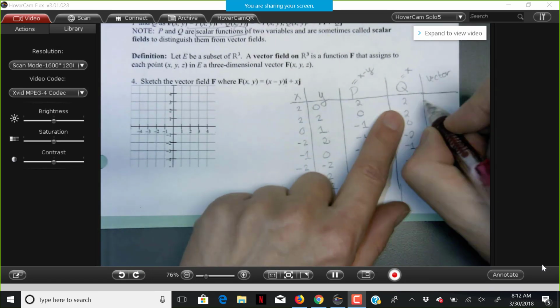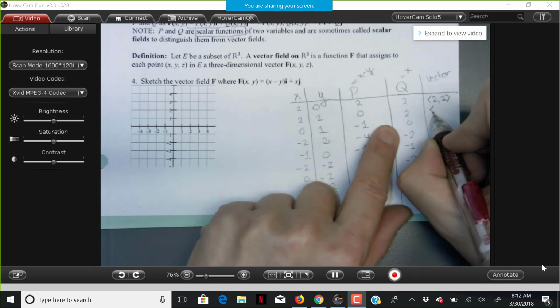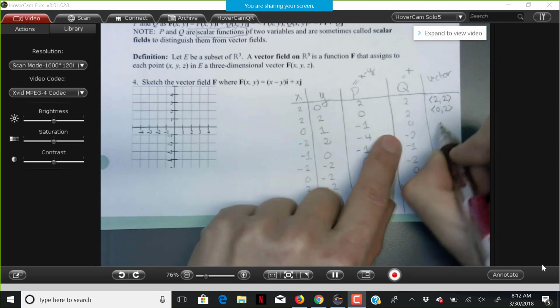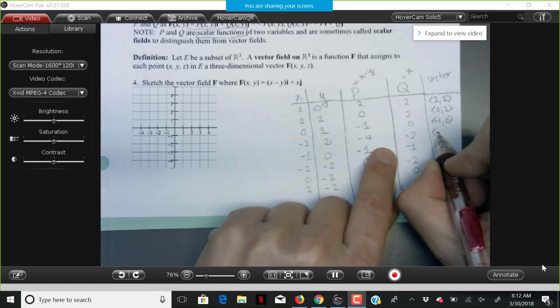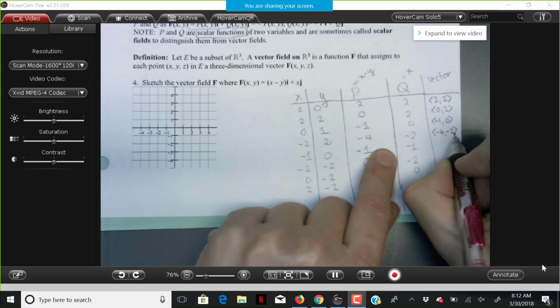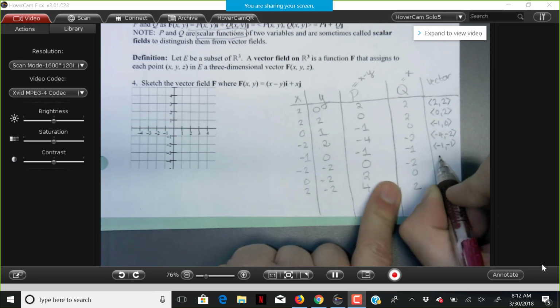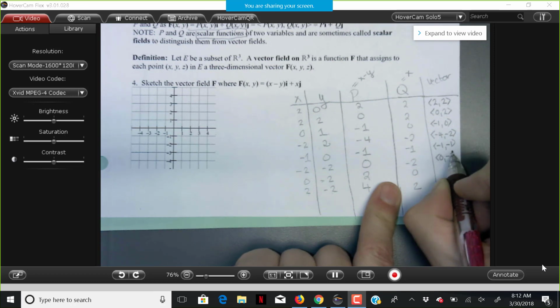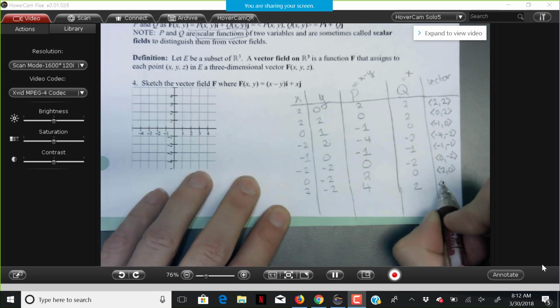Okay, so the first vector would be 2, 2. And the second would be 0, 2. The third would be negative 1, 0. Negative 4, negative 2. Negative 1, negative 1. 0, negative 2. 2, 0. 4, 2.